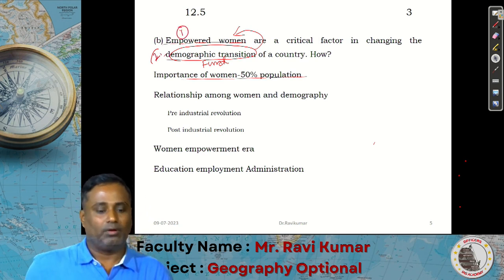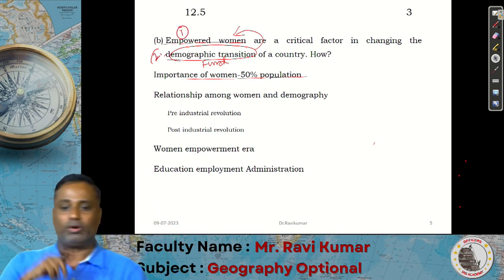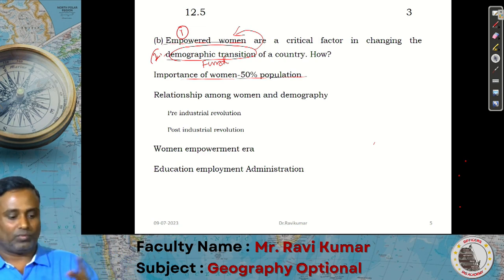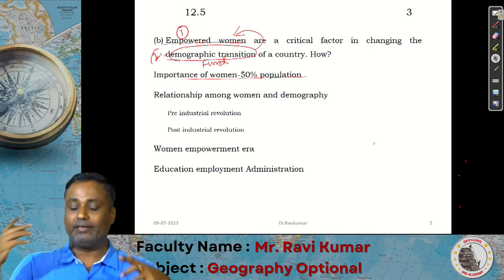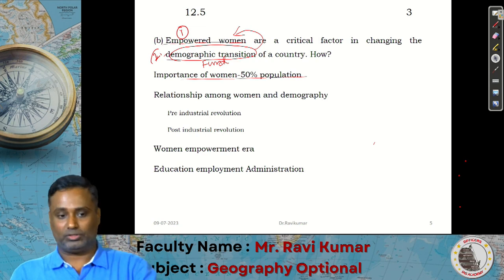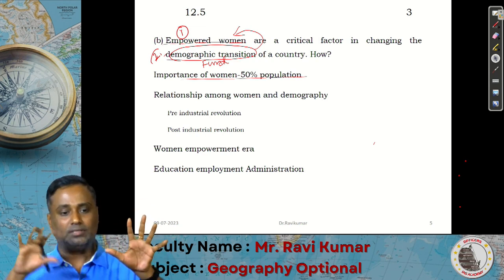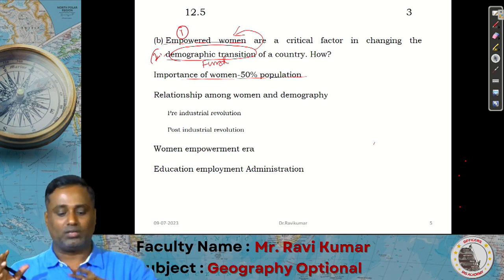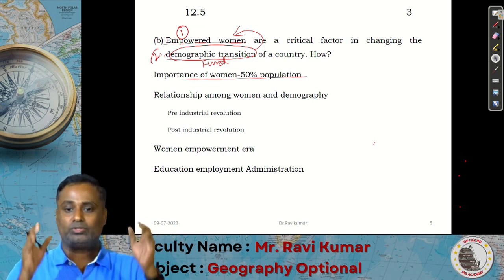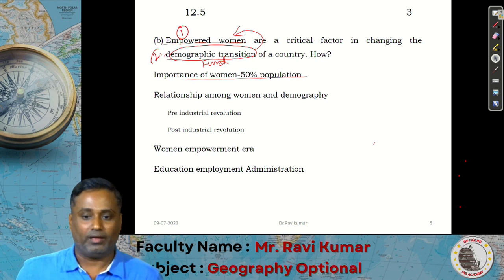When there are two elements, we should know what to write first. Here, "empowered women are a critical factor in changing the demographic transition of the country." So the empowered woman is the prime factor, and demographic transition is the consequence. The causative factor is the empowered woman. So we start the answer with the empowered woman.